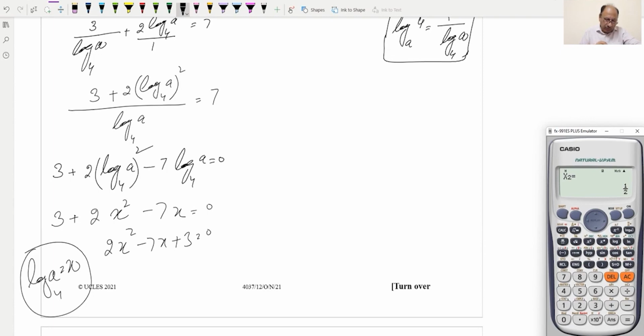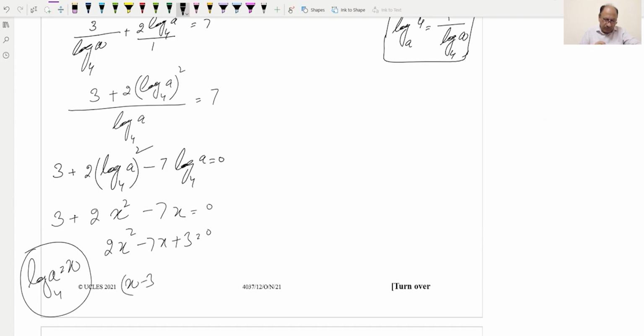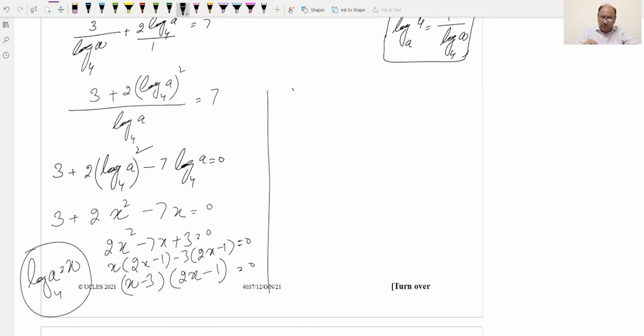So we can write x minus 3 and 2x minus 1 equal to 0. Intermediate step, we can write x into 2x minus 1 minus 3 into 2x minus 1 equal to 0. Hopefully you are following. Now we can solve this. So this implies x is equal to 3 and x is equal to 1 by 2.